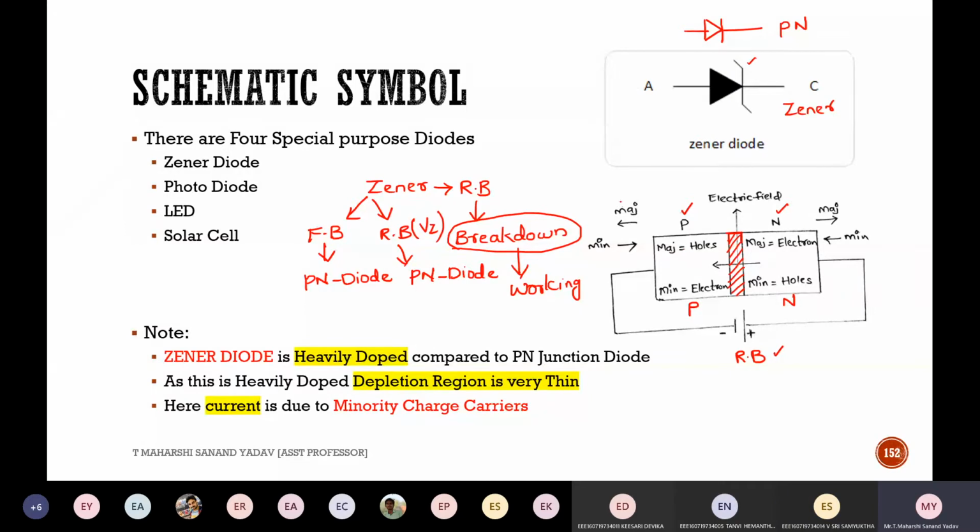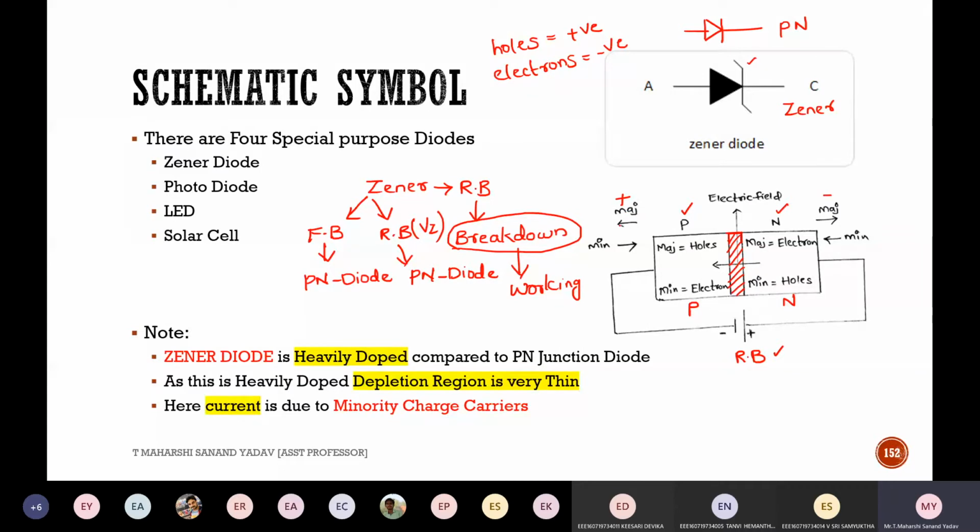Majority carriers in P-type are holes. Are holes positive or negative? Holes are positive. Electrons are negative. So I'm considering only the majority carriers. In P-type the majority carriers are holes, and in N-type the majority carriers are electrons.